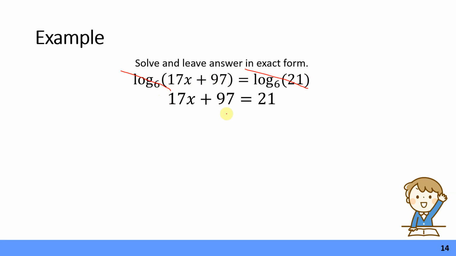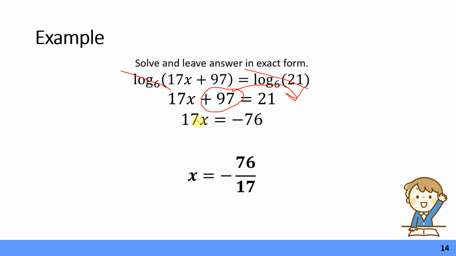Now from here, we just solve by moving things around. I want to leave the x by itself. So I'm going to move the 97 to this side. It's going to make it negative. So 21 minus 97 gives me negative 76. From here, to leave the x by itself, I divide both sides by 17. And look at that. They were asking for exact form. Remember, exact form means you just leave it the way it is. And that's it. My final answer is that.